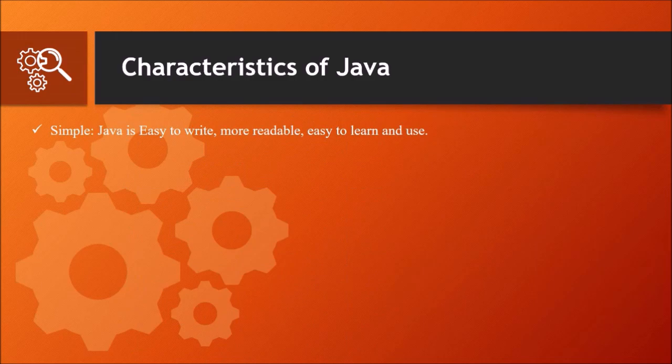Now the next topic, characteristics of Java. The first one is, Java is simple. That means Java is easy to write, easy to learn, and very easy to use. Because of that, Java is known as simple, secure.